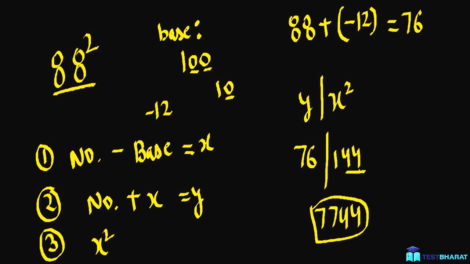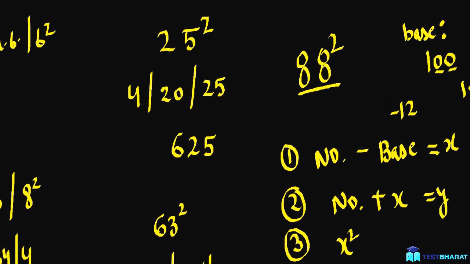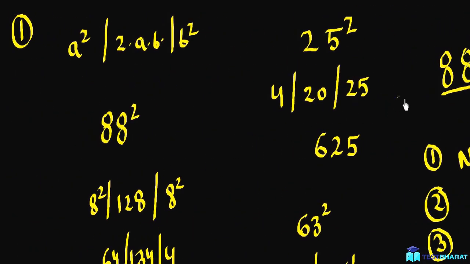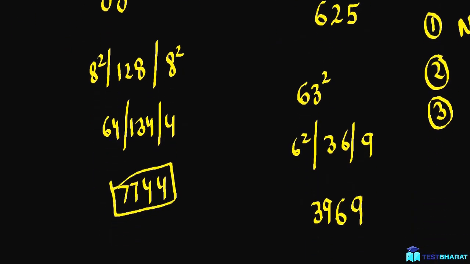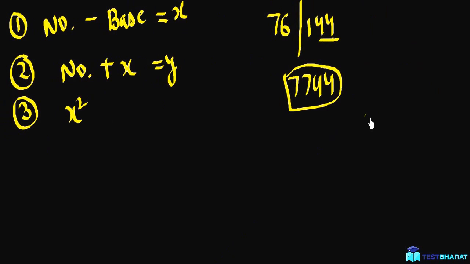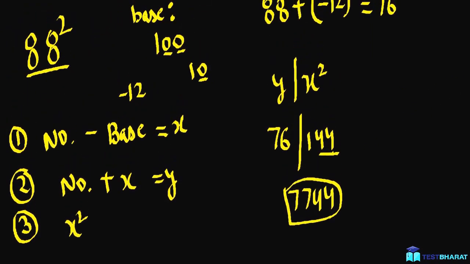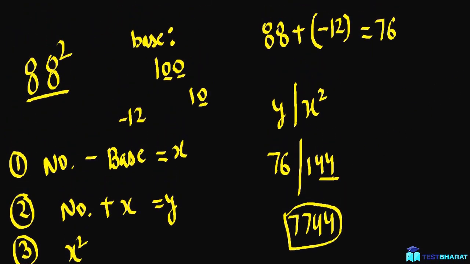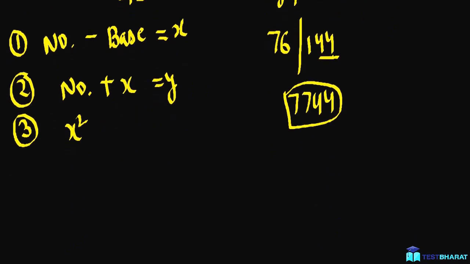We can match it with the previous method. This is 7744. So the result we get is the same, but this method can work, as I told you, for any number of digits, like 4 digits or 3 digits. I'll give you the next example to find a square.